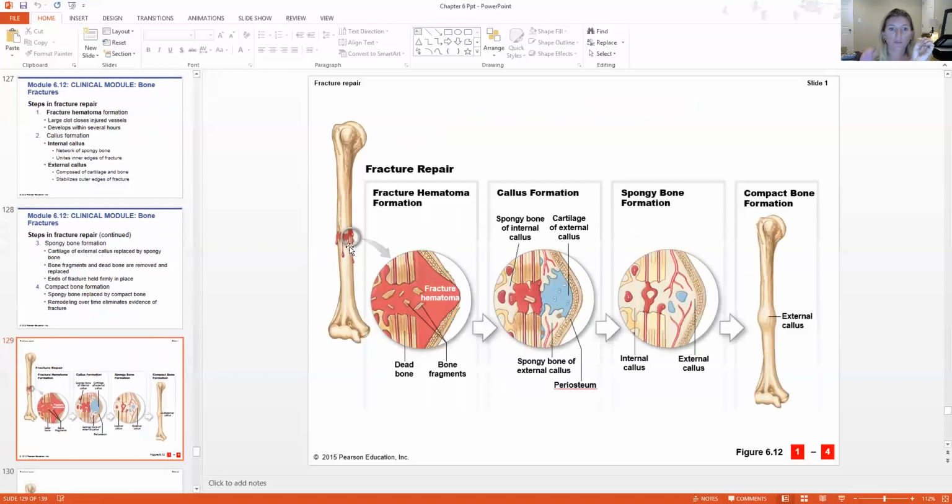So here's just a quick overview of the whole process. Here you have a fracture hematoma forming from this broken humerus. And the fracture hematoma, again, is just a temporary blood clot, then internal callus, external callus. Again, notice that the periosteum is still intact and still in place. That's super important. If the periosteum is damaged, this whole sequence is going to take way longer and might not even be possible without the aid of surgery.